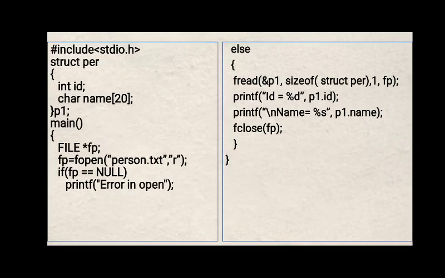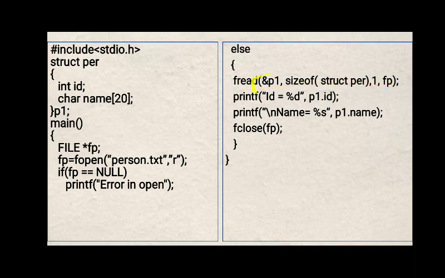So for example, here you have a structure, struct person, with int id and char name[20]. These are the two data members of the structure person, and then you have the structure variable p1. Now we are going to open a file person.txt in read mode, wherein structure data are written. That is, first you have the id written, then you have the name written. After opening, you're checking whether there is any error. Otherwise, you're going to use the fread function.